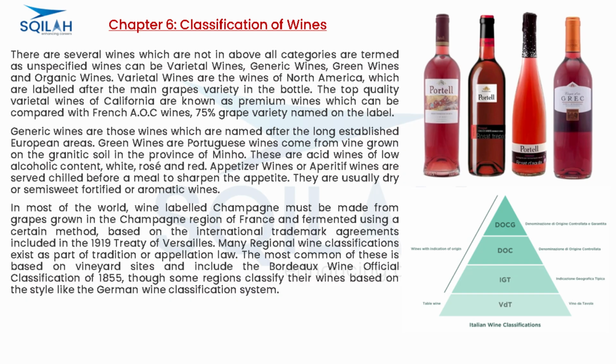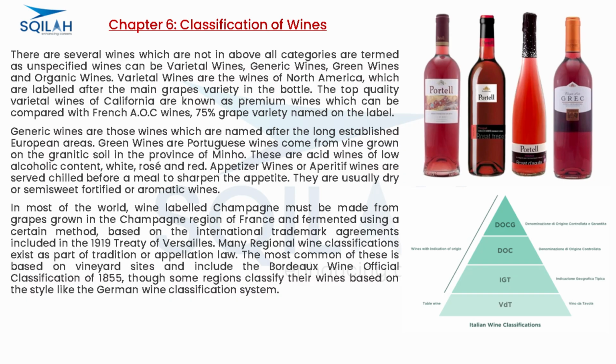Varietal wines are the wines of North America, which are labeled after the main grape variety in the bottle. The top-quality varietal wines of California are known as premium wines, which can be compared with French AOC wines, with 75% grape variety named on the label. Generic wines are those wines which are named after the long-established European areas. Green wines are Portuguese wines that come from vines grown on the granitic soil in the province of Minho. These are acid wines of low alcoholic content, white, rose, and red.